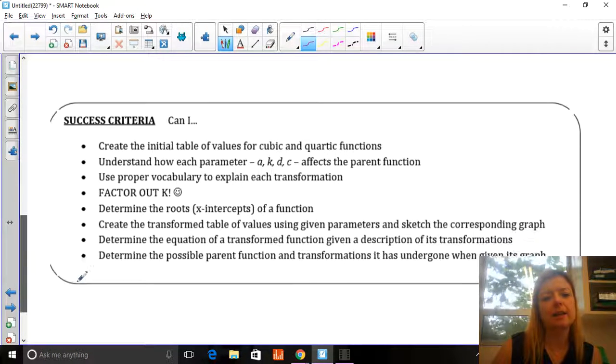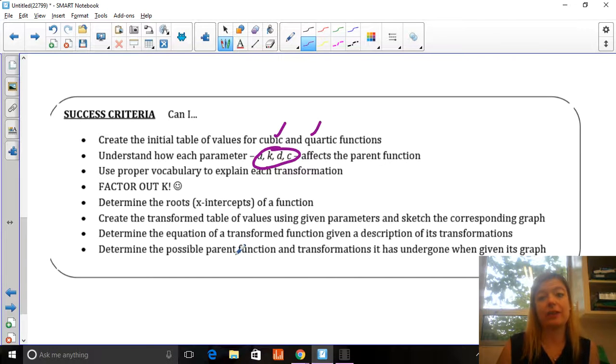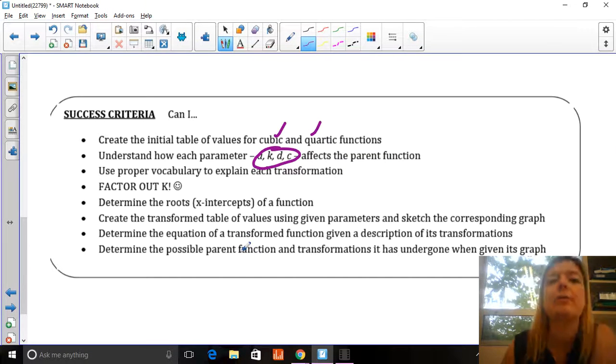Okay, so that's the video about transformations. If you check your success criteria, make sure you can do all these things. Create the initial table of values for cubic and quartic. Understand each parameter, that should be a review. Use proper vocabulary, you guys are mostly good at that. Factor out k, determine the roots of a function. Create a transform table of values and sketch the corresponding graph. Determine the equation if you're given a description of the transformations, and also if you're given a graph that's already been transformed, and if you're able to describe those.